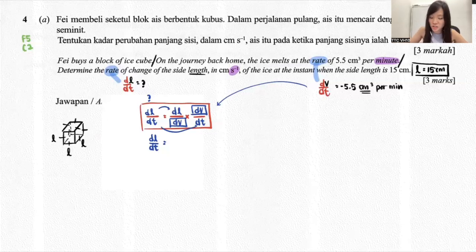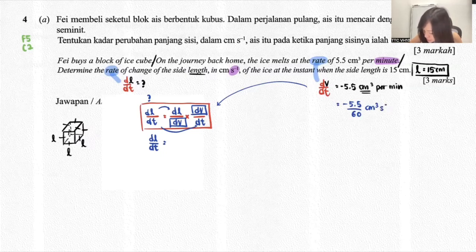So how do you change it to seconds, my dear? This one is already per minute, okay? Per second is even smaller, right? So if you want to change it to per second, 1 minute is 60 seconds, so you need to divide by 60. Then it becomes per second.